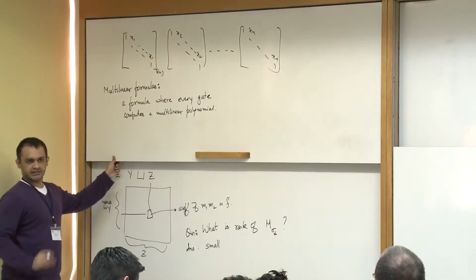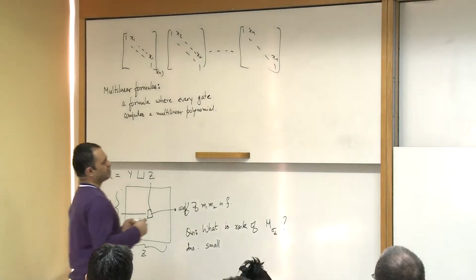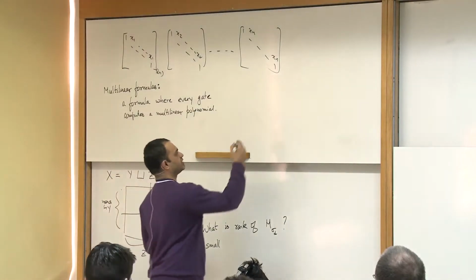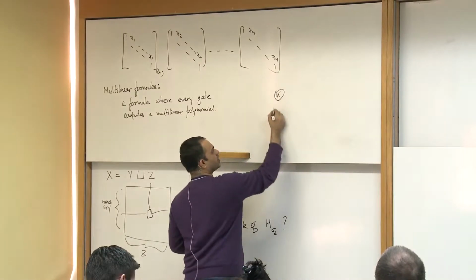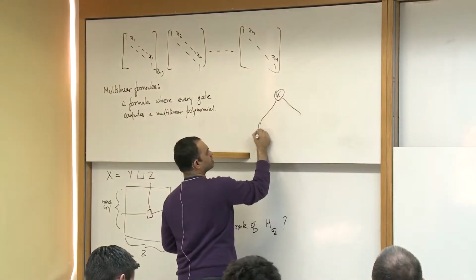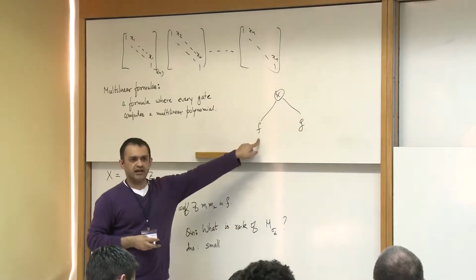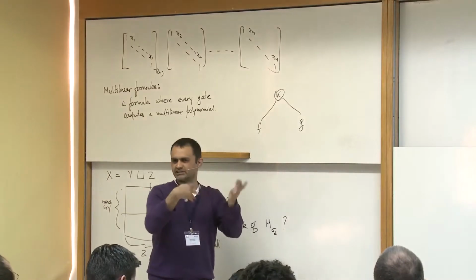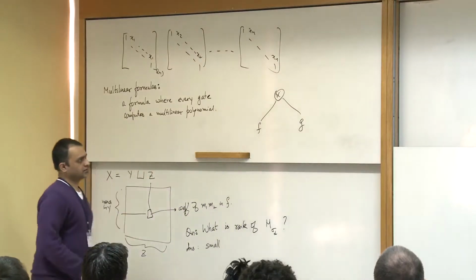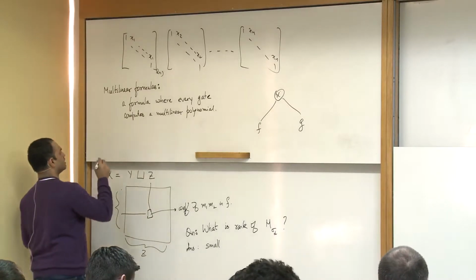Okay, this is the definition of multilinear formulas. And what does this mean? Another way of looking at it is that suppose I have a multiplication gate, and I have two children which compute f and g. Then this in particular means that the variables that f depends on and the variables that g depends on must be disjoint, because otherwise you will have square terms. So this is the definition of multilinear formulas.